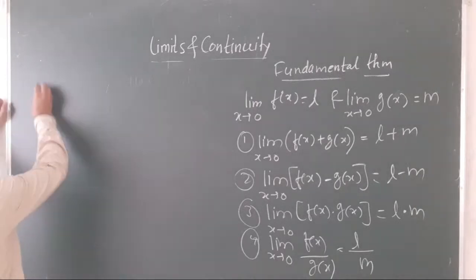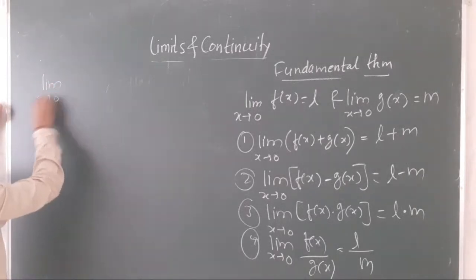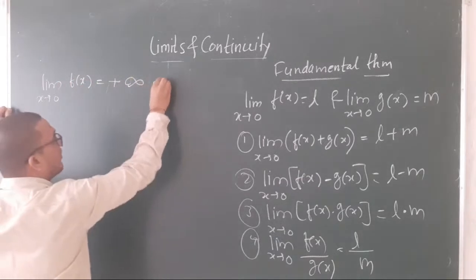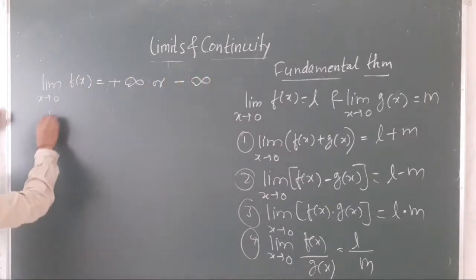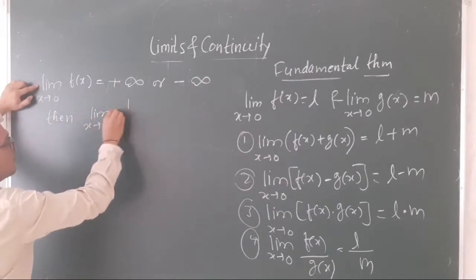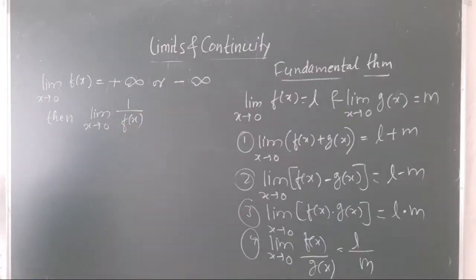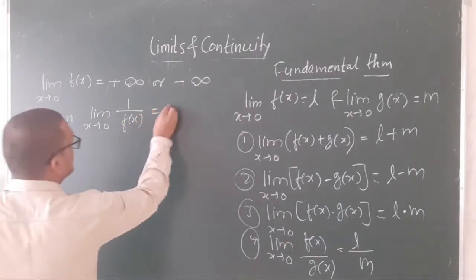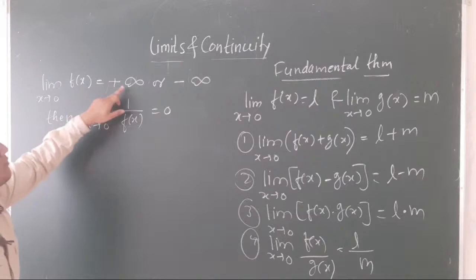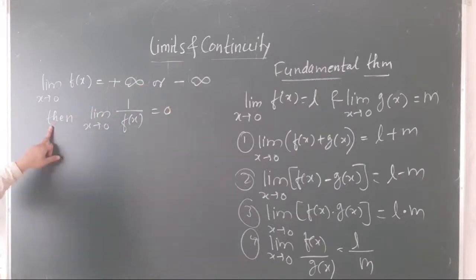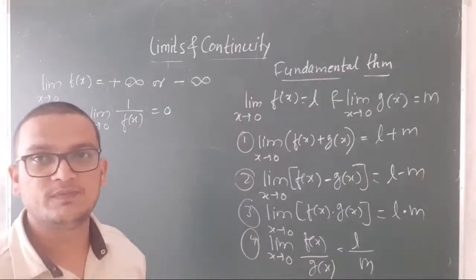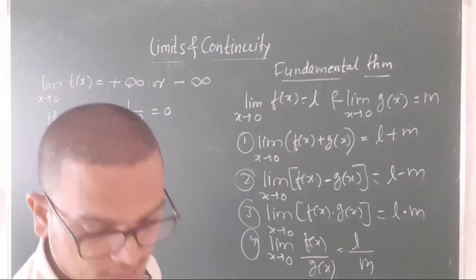Next, if limit x tends to 0, f of x is equal to plus infinity or minus infinity, then we can write limit x tends to 0, 1 upon f of x is equal to 0. Okay.